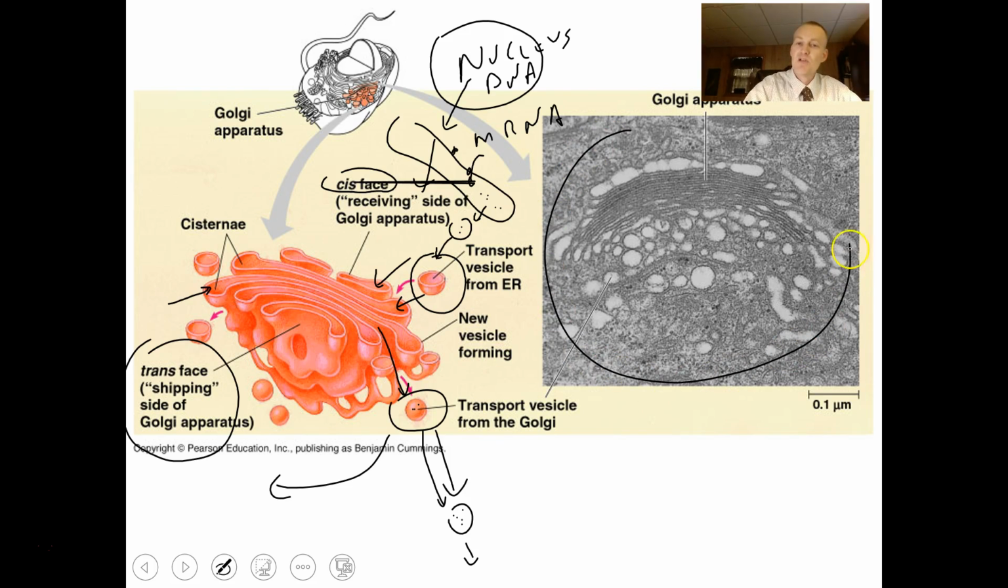This is what it looks like under electron microscopy. It's a really neat looking little organelle. I like to think of it as a stack of pancakes, and I also like to think of the Golgi apparatus as being like the UPS for the cell. UPS ships, sorts, and packages packages for us, and the Golgi apparatus does it for us in terms of making protein packages.